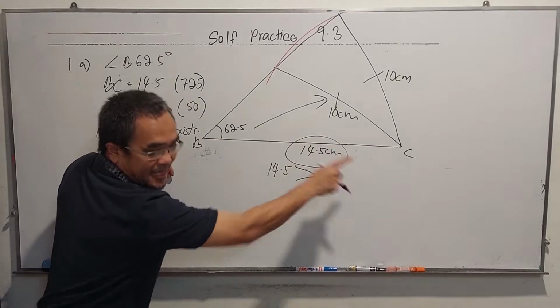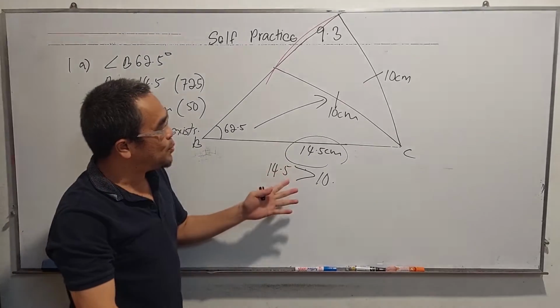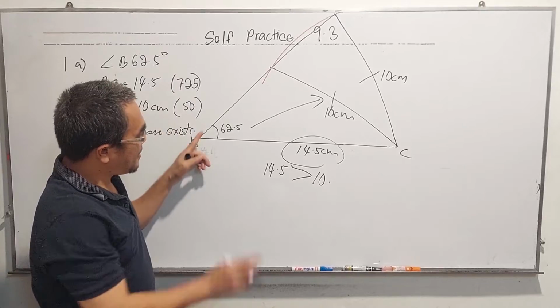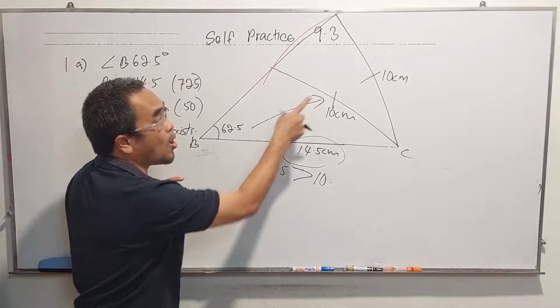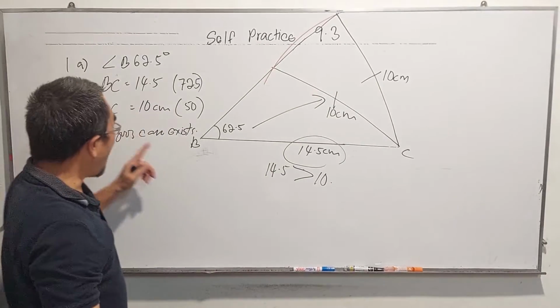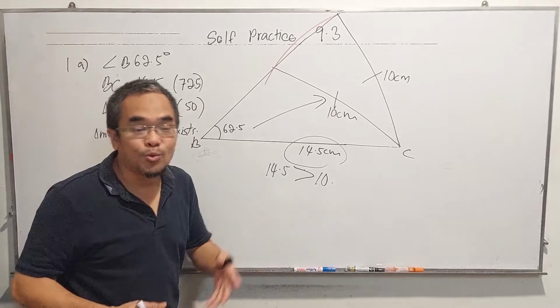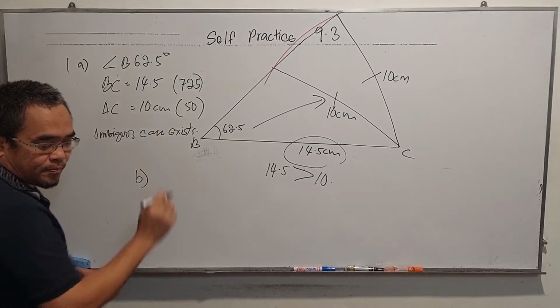BC could be BC or BC that way. So we do not really have to draw whichever side we want. But this is the side that is beside this, then this is longer than that one. So the ambiguous case will exist. It means you do not really have to draw like me. Okay? So look at B.